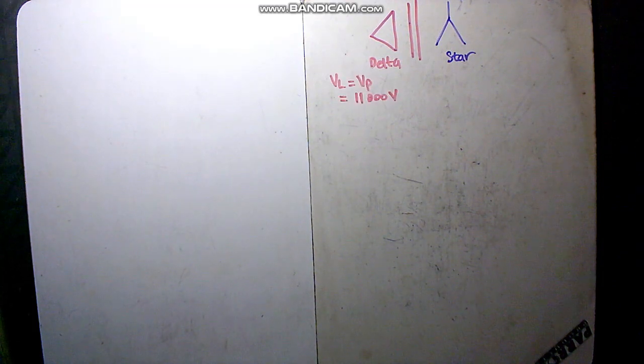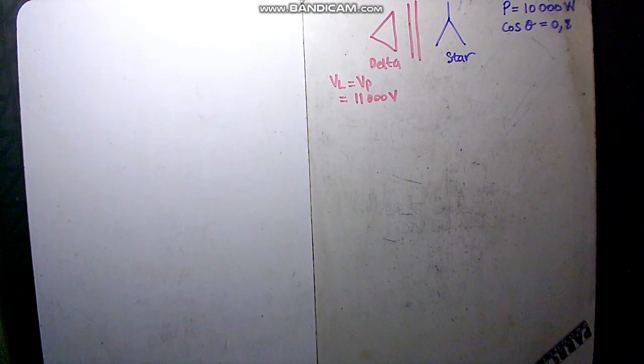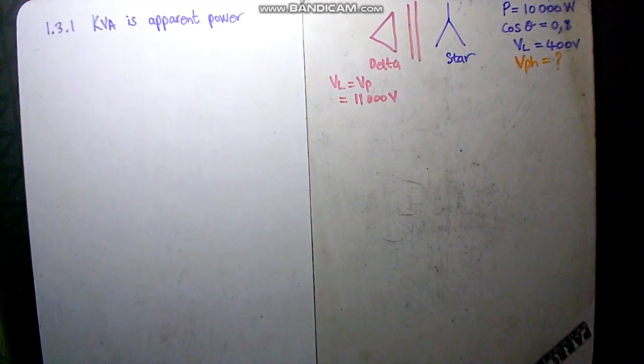In delta connections, the line voltage is equal to the phase voltage. The power supplied to the load is 10,000 watts, 10 kilowatts. Notice that this is true power because of the unit watts or kilowatts. The power factor is equal to 0.8. The line voltage is 400 volts. On the secondary side, notice we'll have to find the phase volt.